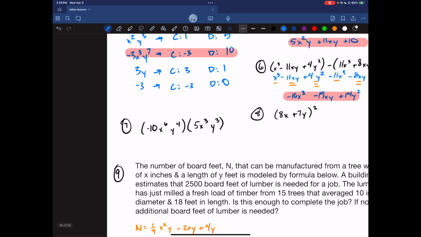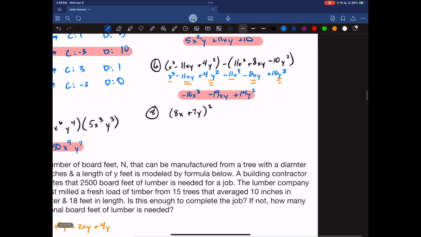Now, number 7, I'm simply going to multiply. I'm going to do one thing at a time. I'm going to deal with my numbers first. And so negative 10 times 5 is negative 50. You have x to the 6 times x cubed. And remember, when you multiply like bases, you add the exponents. So x to the 6 times x cubed is simply going to be x to the 9th. y to the 4th times y cubed is simply going to be y to the 7th. Don't overthink it. Don't let a problem intimidate you.